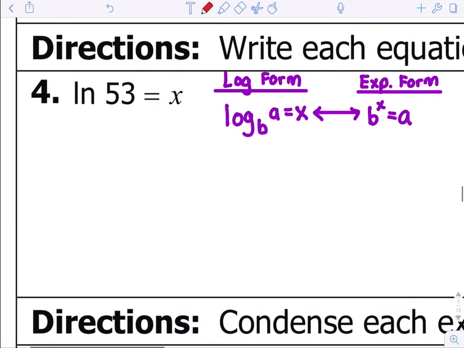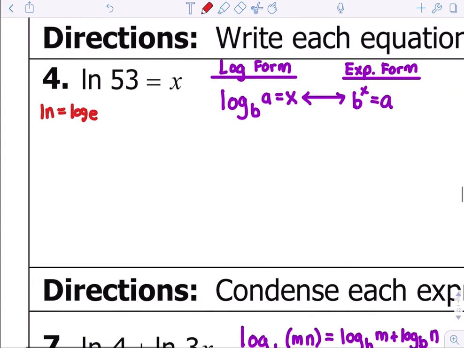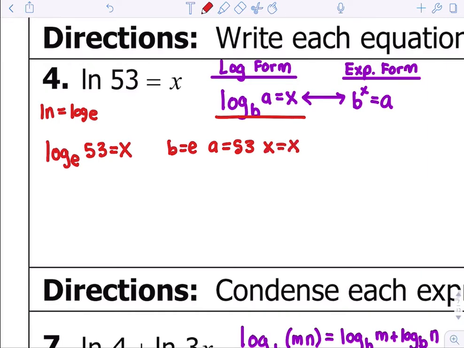All right, so here's log form. Now remember in our notes, ln is equal to log base e. So let's change it to log form, and then we'll change it into exponential. So log base e of 53 is equal to x. Here we're in log form, right? So our b value is e, our a value is 53, and our x value is x. So now let's change it into exponential form. So e to the x power is equal to 53.